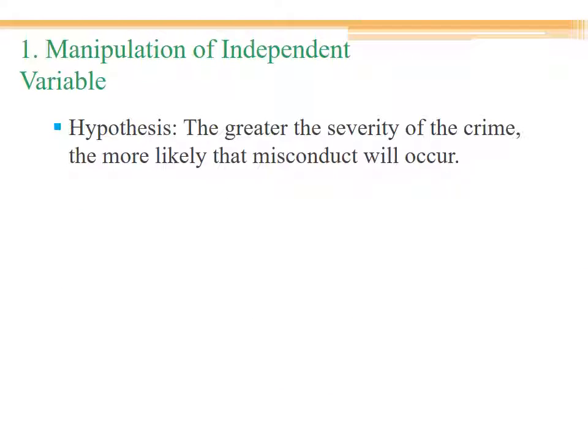So we have a potential association between 2 variables and a hypothesis of the direction of influence and the causal relationship, that the severity of crime leads to greater prosecutorial misconduct. But how to prove it? Let's go through those 4 steps of an experiment.